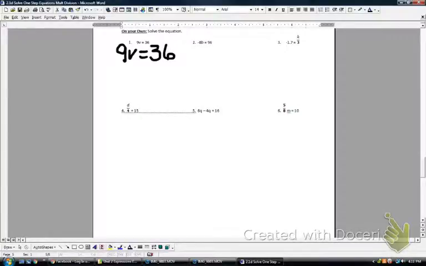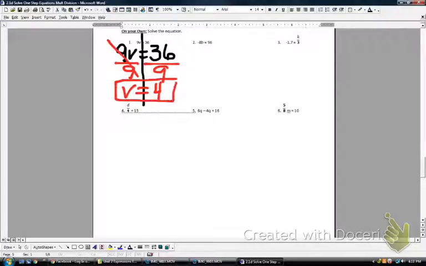So I have 9v equals 36. I'm going to separate my brothers and my sisters. I have a number and a variable being multiplied. I undo multiplication with division. So I'm going to divide by the number attached to the variable. And what I do to my brothers, I have to do to my sisters. This goes to v. 36 divided by 9 is 4.